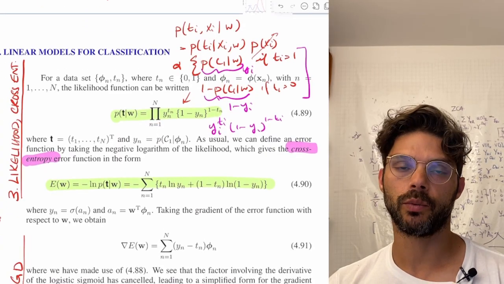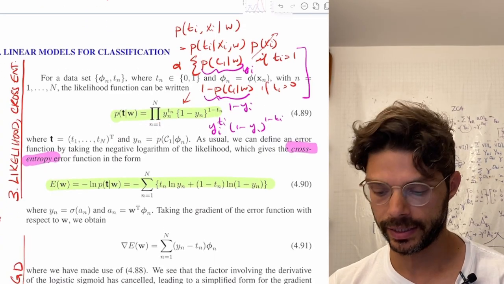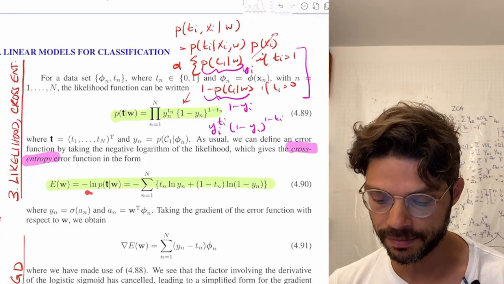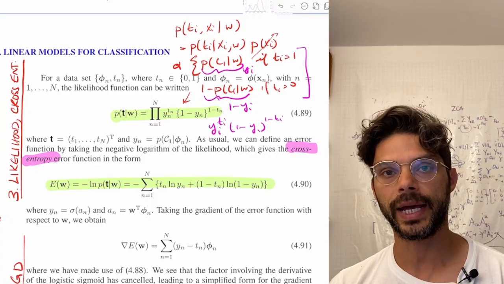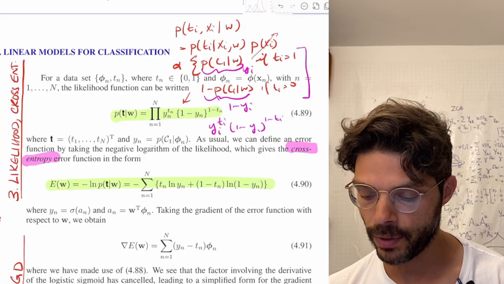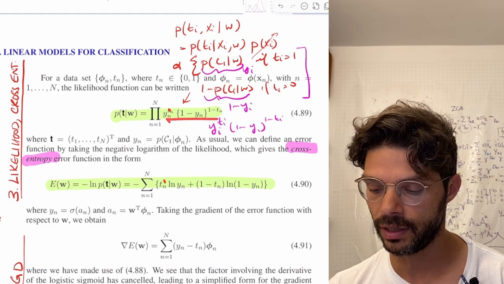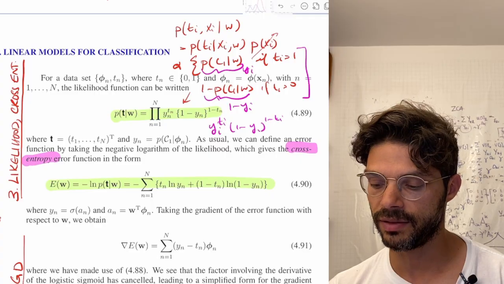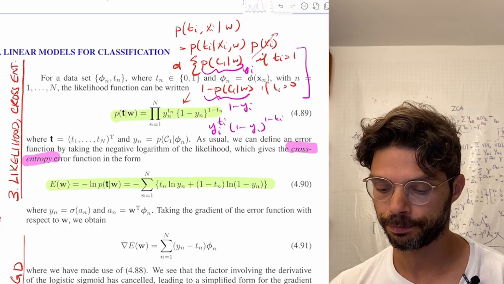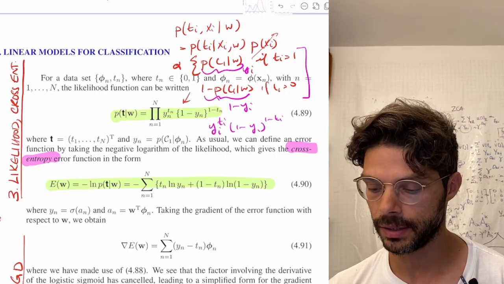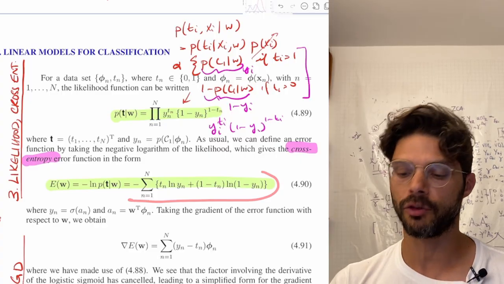And now we're typically going to work with the log likelihood. We can maximize the likelihood or minimize the negative likelihood. If you do that, you end up with minus the sum of tn times log yn plus 1 minus tn times log of 1 minus yn. We're going to be minimizing this, and this is called the cross entropy.